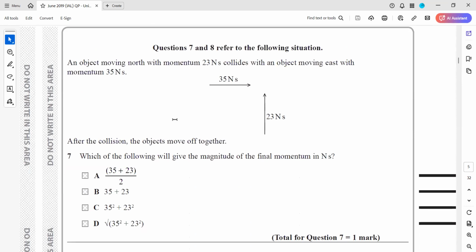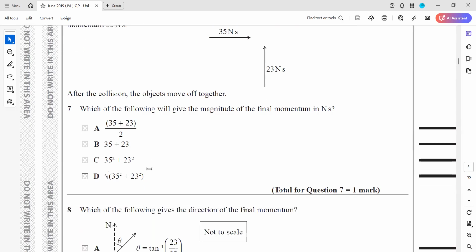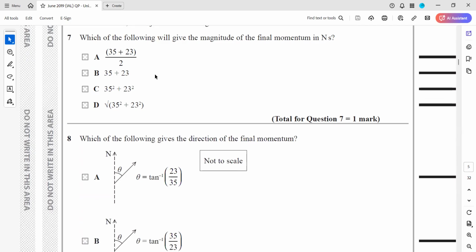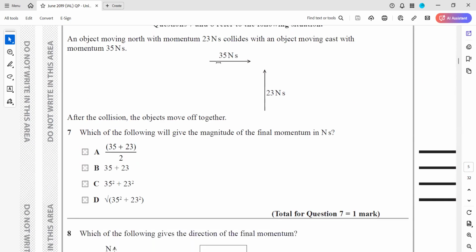Then when two vectors are perpendicular, we want to find the magnitude. So just use the Pythagoras theorem. So it will be the square root of 35 squared plus 25 squared. So D will be the right answer, because the Pythagoras theorem gives the resultant for perpendicular vectors.